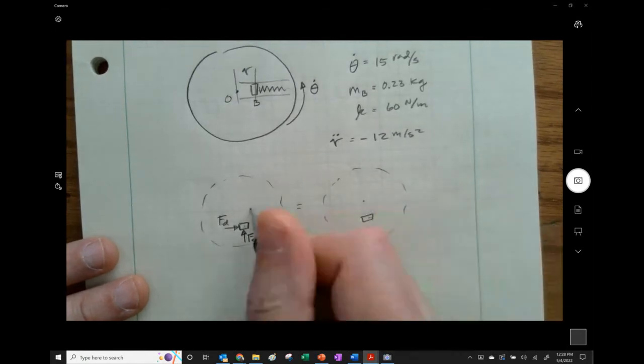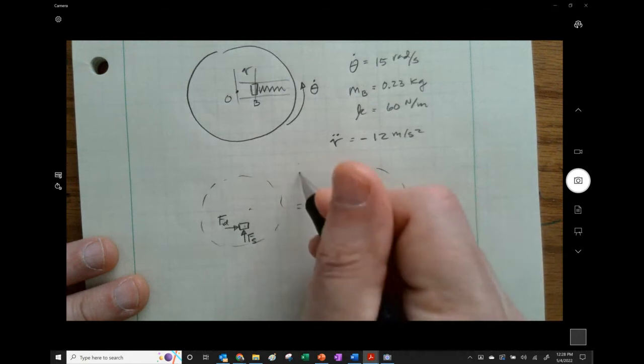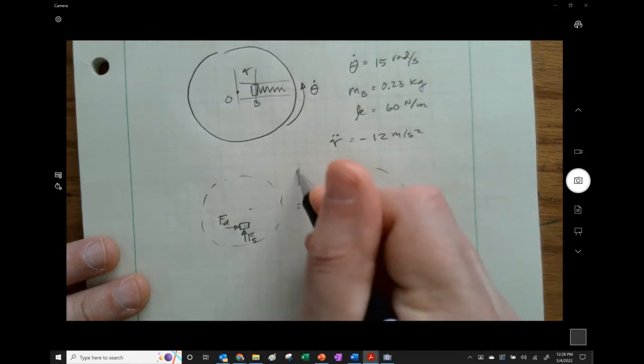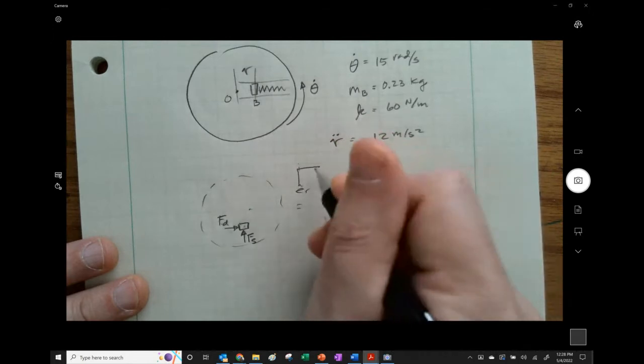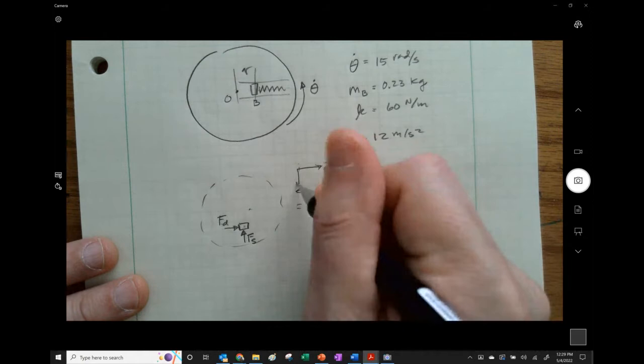So, this is polar coordinates. e_r should be in that direction, and e_theta should be in that direction.